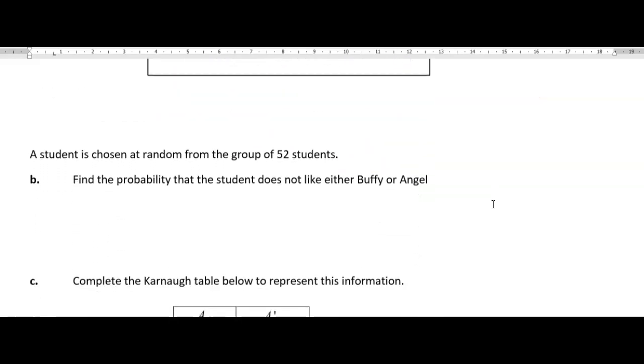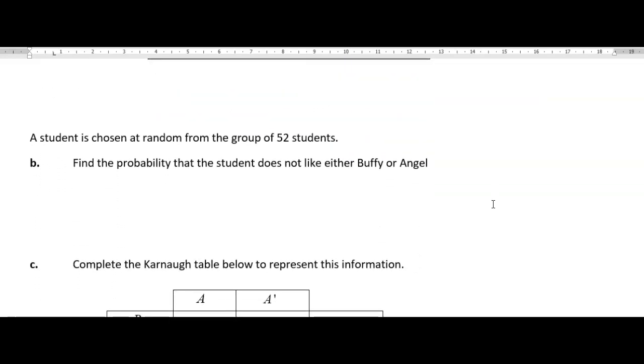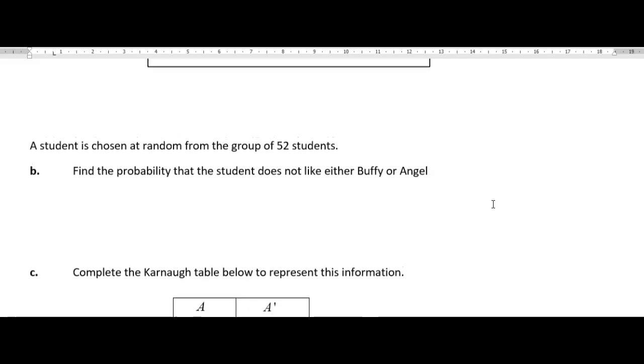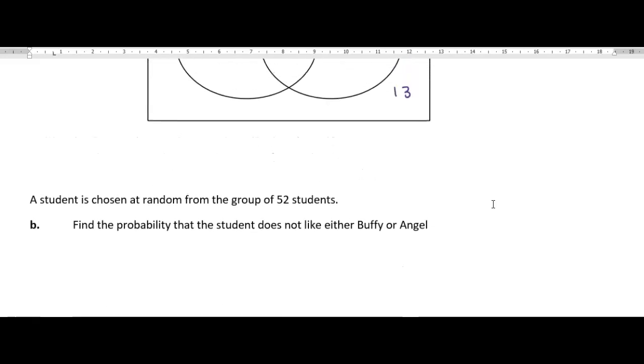A student is chosen at random from the group of 52 students. Find the probability that the student does not like either Buffy or Angel. That's just going to be 13 out of 52. Now, when you're dealing with cards, we always deal with 52 cards in a playing deck. So hopefully you notice that that's 1/4.